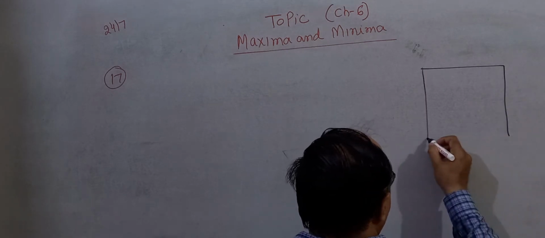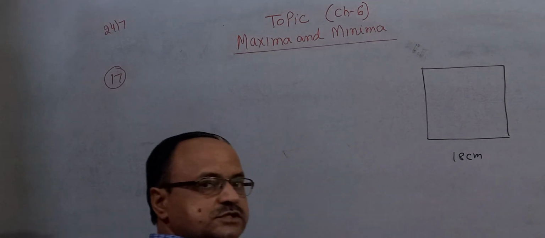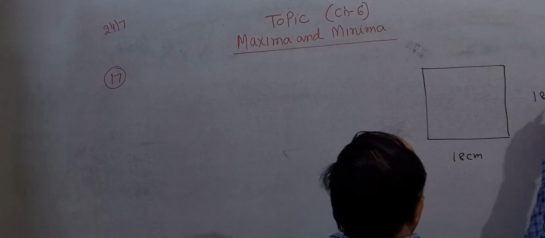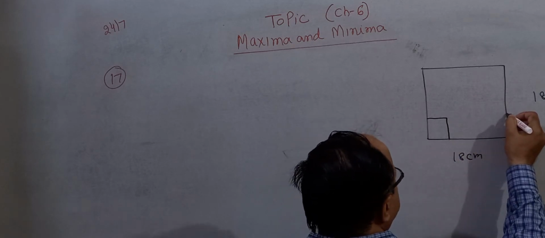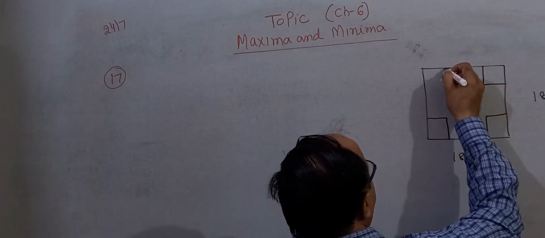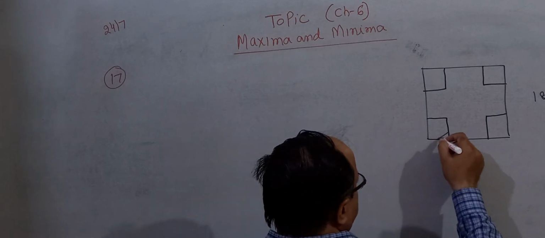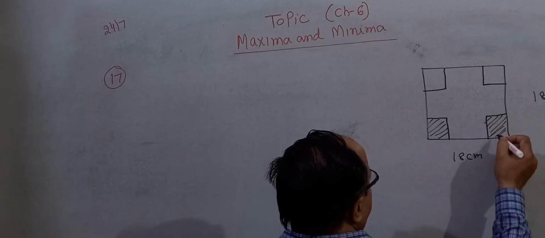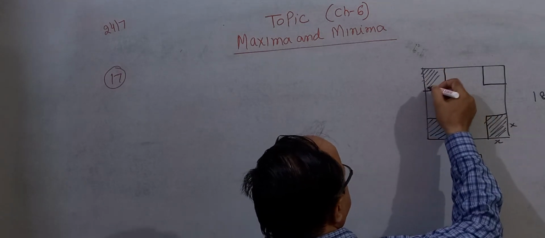Square tin of side 18 centimeter. This is the square tin. This is also 18 centimeter. All sides are equal. And the square corner to be cut. These corners to be cut. Let the side of the square be x.